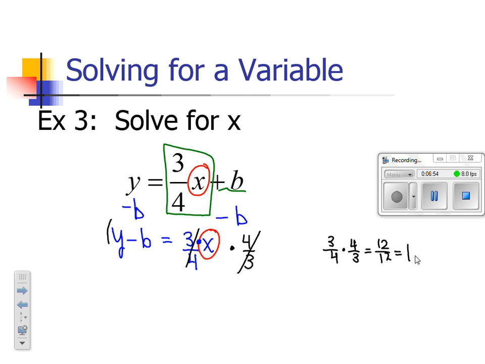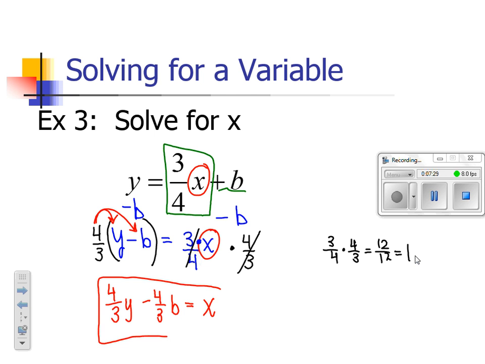So 4/3 and 3/4 cancel each other out. What we do to one side, we have to do to everything on the other. So we have to make sure that if there's more than one thing on that other side, we group it in parentheses and multiply everything by the 4/3. Now we can use the distributive property. 4/3 times y, 4/3 y. 4/3 times negative b, negative 4/3 b. And that equals, because the 3/4 and the 4/3 on the right-hand side canceled each other out, that leaves us with an x. And so we have solved that equation for x.